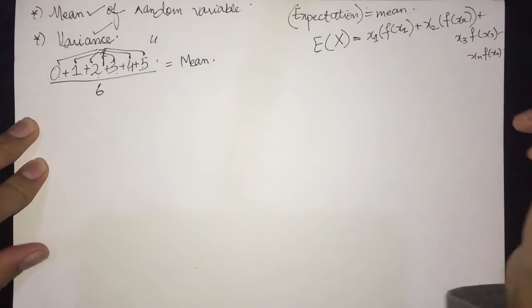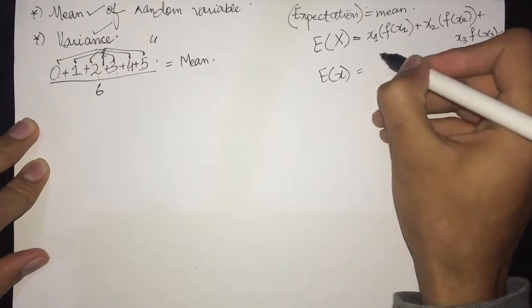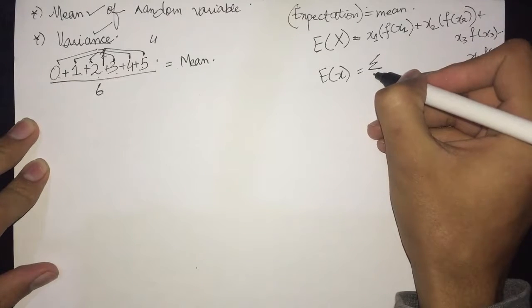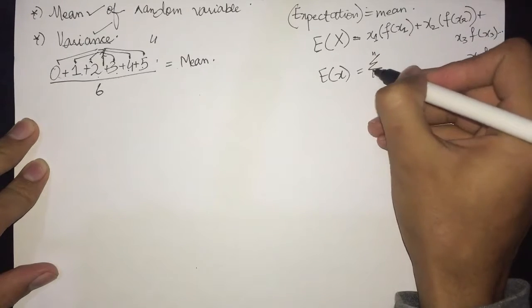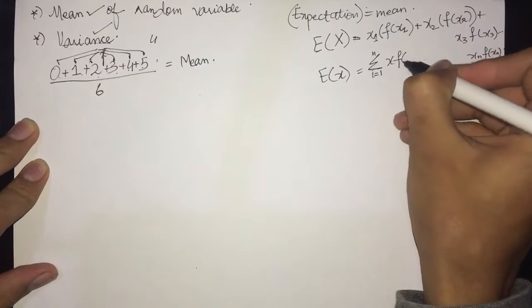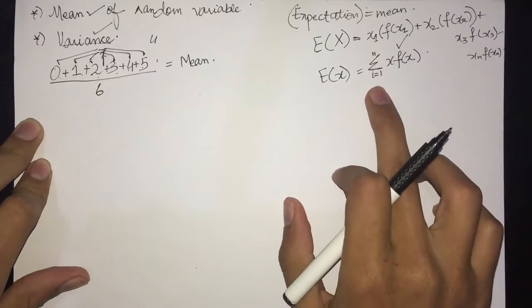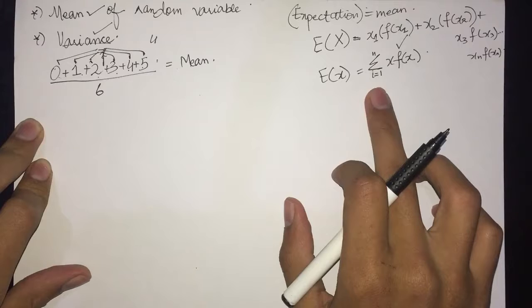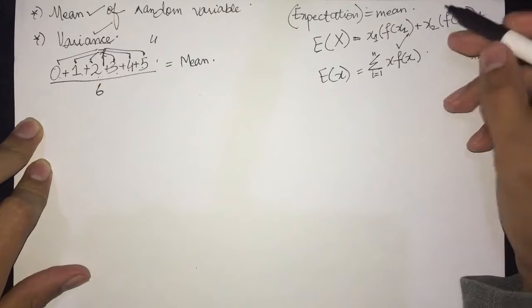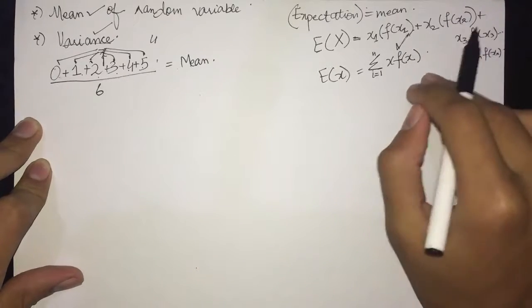Now, to write it in a short form, we use this symbol, which is a summation symbol. We say sum from i equals 1 to n, and we write x f of x. So that is the expectation of a discrete variable, or you can say that is the expectation of a random variable. That is the formula for the expectation of the random variable.